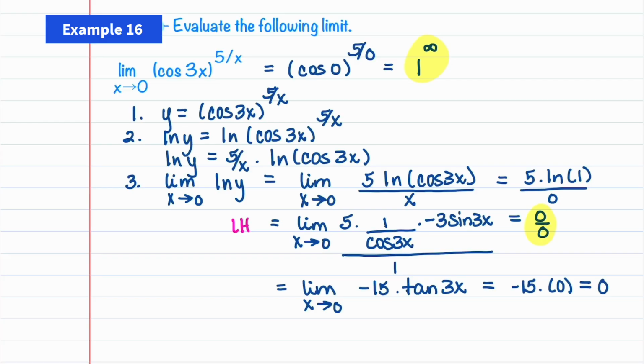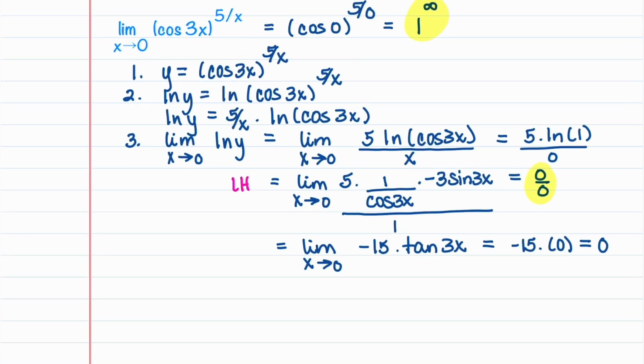Now, here's where you have to be super careful. You are not done. That just tells us that the limit as x goes to 0 of the natural log of y is equal to 0. But we want to find what y is equal to. So we have to write that y is equal to e to the 0. We're just solving this equation right here. And this is equal to 1. So our limit is equal to 1.